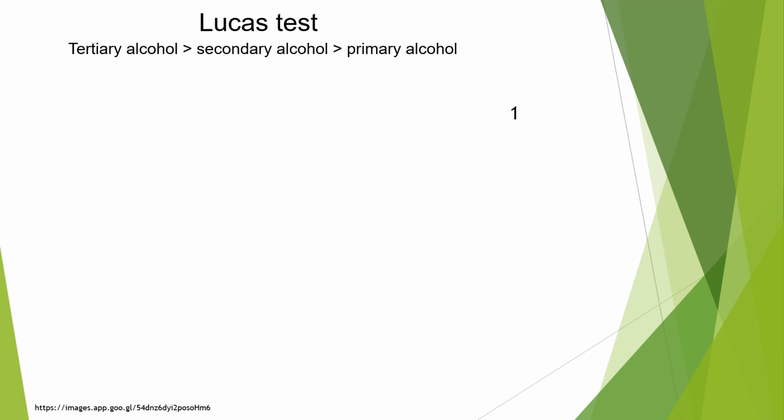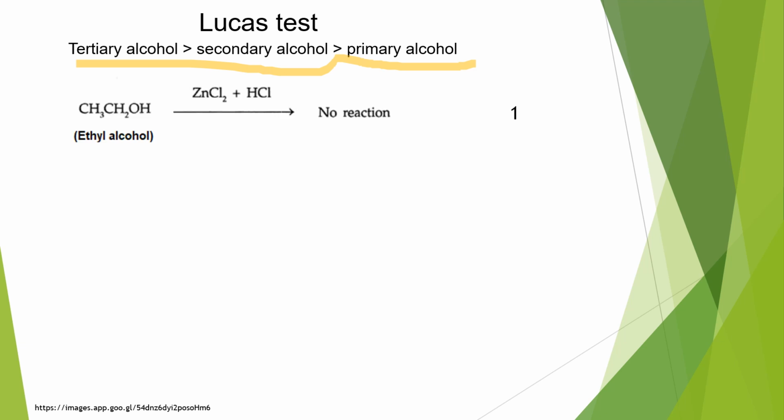See, the rate of reaction of these different classes of alcohol is different, wherein the tertiary alcohols are more reactive compared to the secondary alcohol, and the secondary alcohol is more reactive compared to the primary alcohol, which means to say tertiary alcohol is more reactive with the Lucas reagent, whereas primary alcohol is less reactive. Okay. Now let's do the test, or let's start with the test.